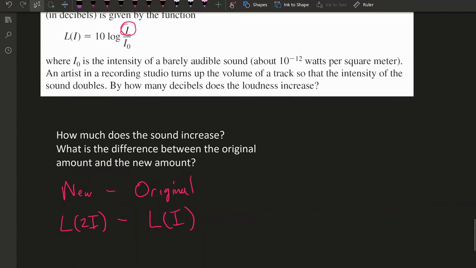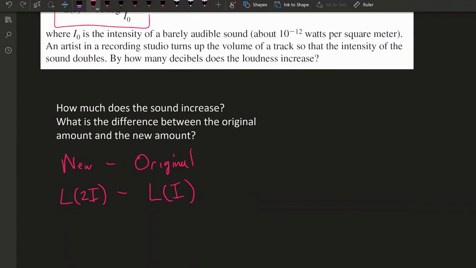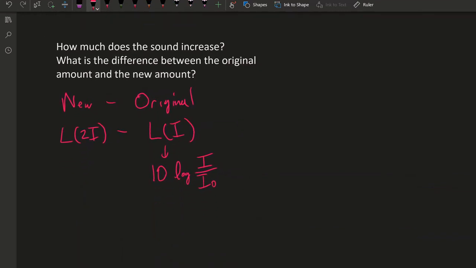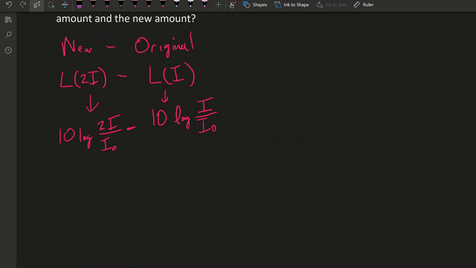So I see right here, this is my equation, 10 log I over I naught. L of I is 10 log, common log, I over I naught. And then I'm going to put this one, this is L of 2I, so that would be 10 log 2I over I naught. Then I'm going to subtract those. Now, this is just a matter of simplifying these. So the first thing that I see is that they both have 10s in them. So the first thing I'm going to do is factor out a 10.